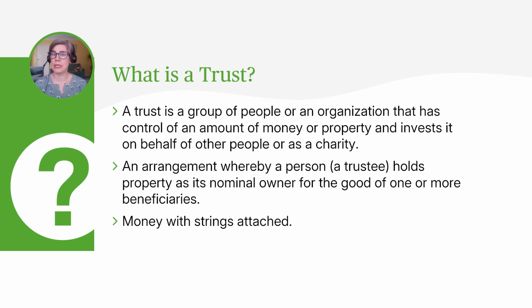Another definition is a trust is a group of people or an organisation that has control of an amount of money or property and invests it on behalf of another person, people, or as a charity, because charities are trusts. Or we can have a position where we have an arrangement whereby a person or persons, who are known as trustees, hold property, as its nominal owner, for the good of one or more beneficiaries. And that for the good of we'll come and look at later on as to what our duties are if we are acting as a trustee. And that's different from what our duties are if it's our own money.